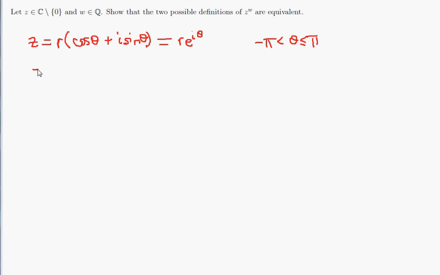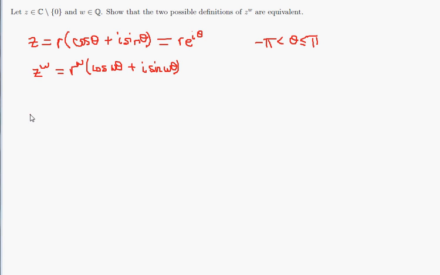The first definition is that z to the w is equal to r to the w times the cosine of w theta plus i sine w theta. And that's based on de Moivre's theorem. This is not a theorem for rational numbers, that's a definition for rational numbers.